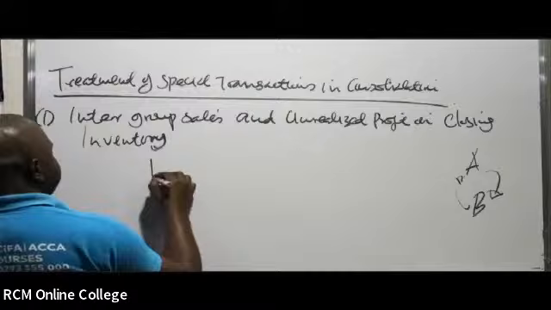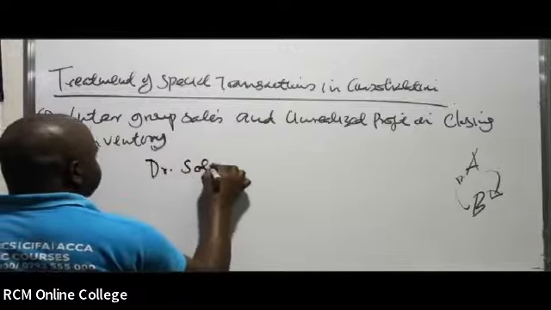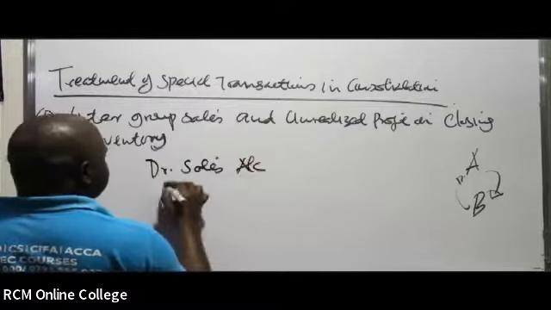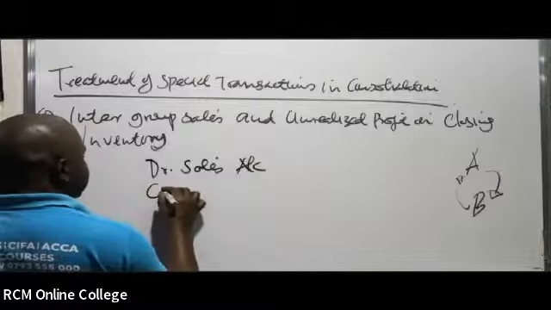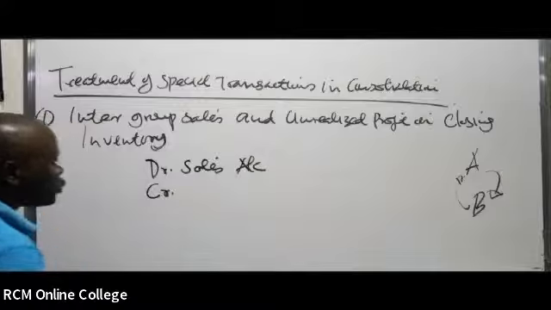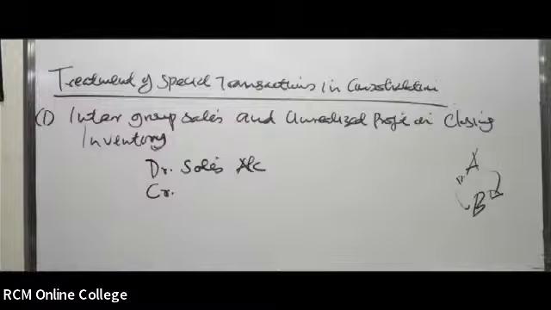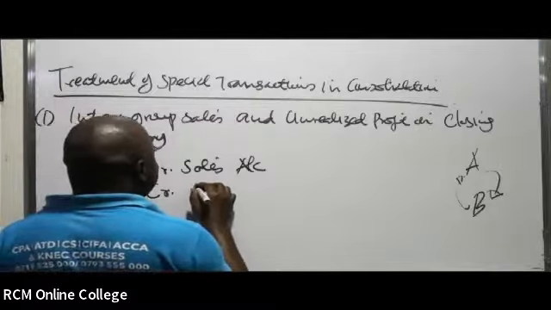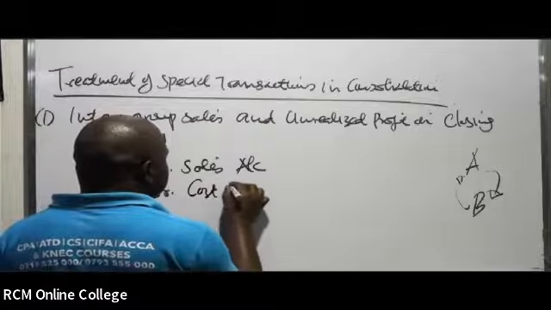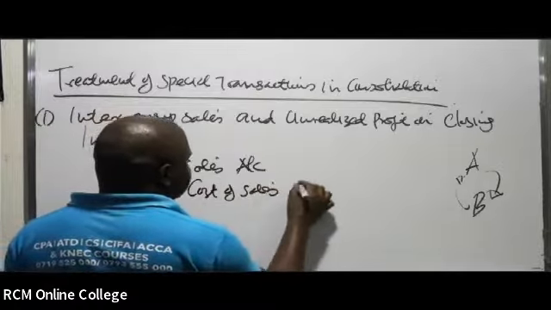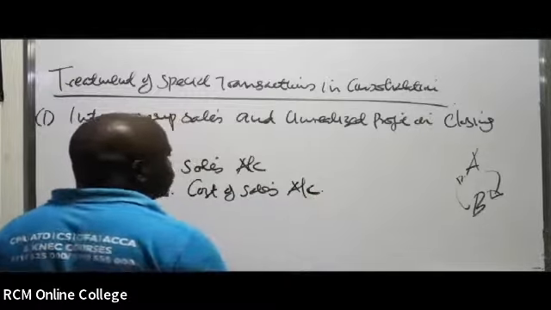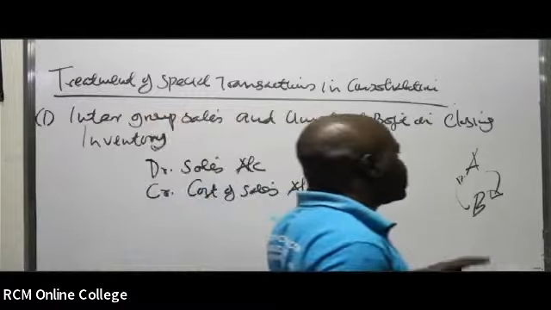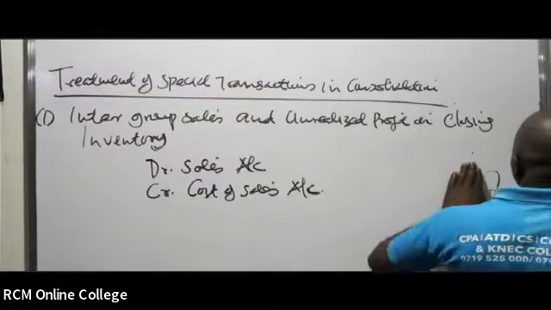So in this case, you debit the sales account. And you credit what? You credit the cost of sales. You credit the cost of sales account. So in this case, what will be happening?